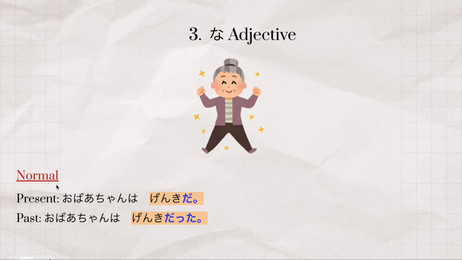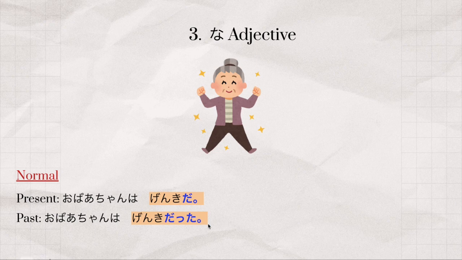in normal present, it will be おばあちゃんは元気だ. The highlighted part is the na adjective. If I take off the da, it will be 元気な, which is the na adjective. So おばあちゃん is grandmother. And if I wanted to say this in past tense, it will be おばあちゃんは元気だった.